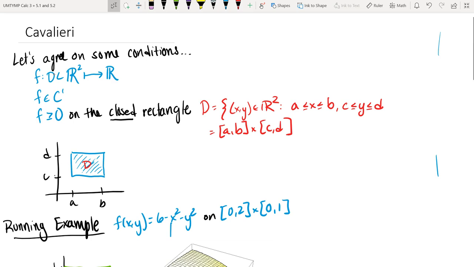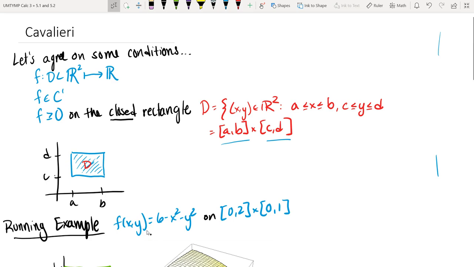So it's a two-dimensional input function, one-dimensional output. It's continuous and it's non-negative on a closed rectangle. We talked about closed and open topology already. We're going to say it's on this rectangle, and this is how we're going to denote it. Visually, you might expect to see something like this, represented in two dimensions. This is the input, so we're allowing any input within this rectangle, and then the output could be something else.